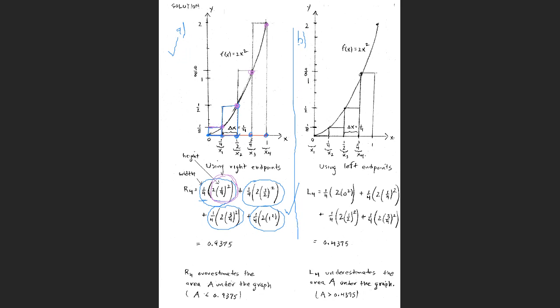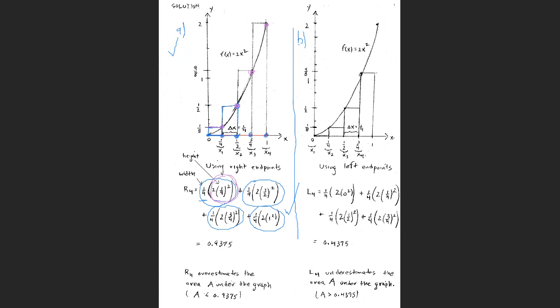What's 2 times a 16th equal to? 1/8. So yeah, the height of the first rectangle is an 8th. Let's look at the second rectangle. The second rectangle has a height of a half, right? Well, here's its height.